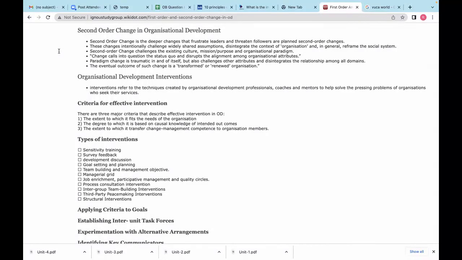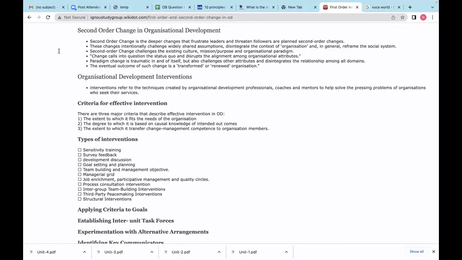So very difficult. It is generally a very long term process. This cannot really be short. This needs to be very long, very painful, right? And you require persistence, patience, etc. to make this happen. That is second order change.